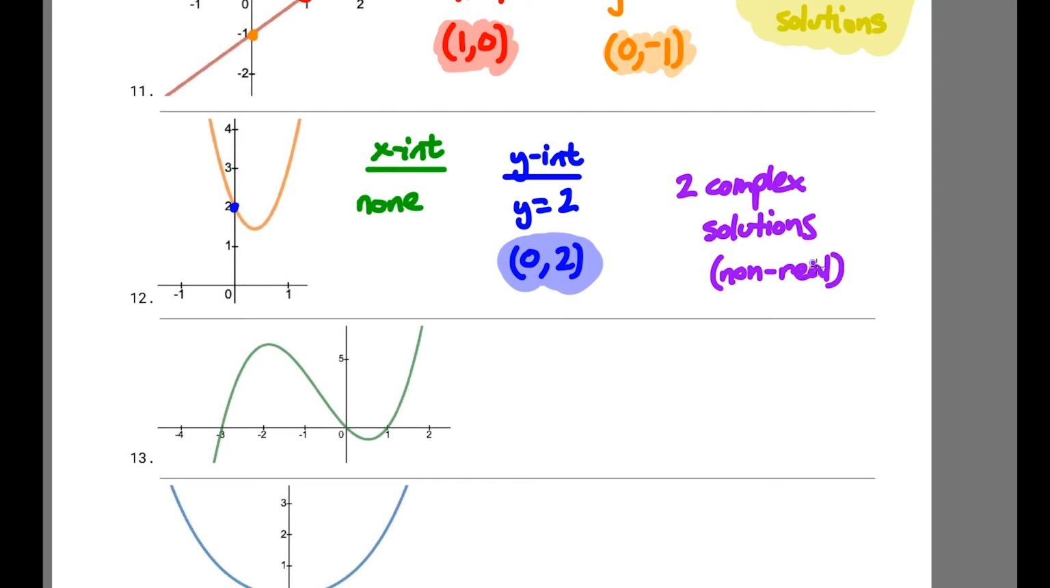We're not going to worry about what those solutions are for this video. We're going to explain that in a different video. For now, I'm just kind of going over the concepts of this. So I'm just going to write 2 complex solutions. Both of those complex solutions are non-real. We're going to solve those some other day.